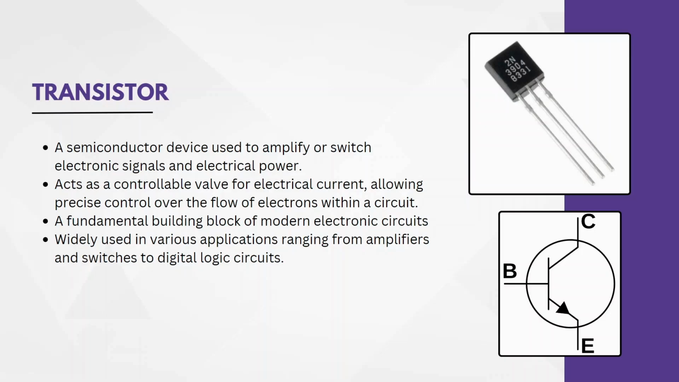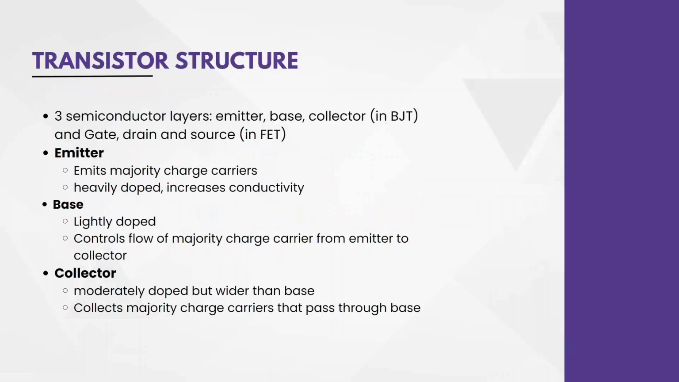By either varying the current or the voltage, we can use a transistor as a valve, so that it controls the flow of electrons within the circuit. This important component is also used in various electronic circuits as a building block for more complex applications. Let us now understand the structure of a transistor.